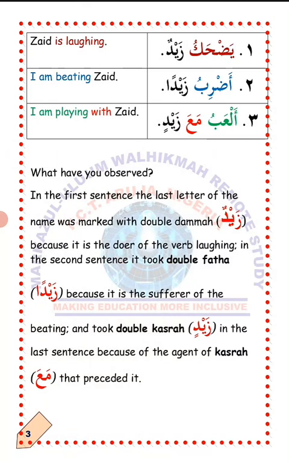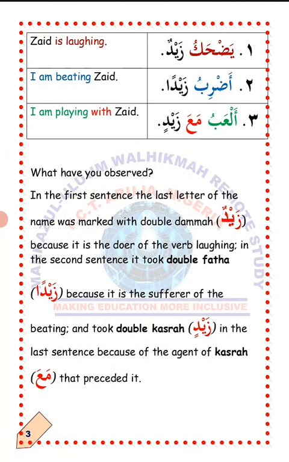Number one, yadhaku Zaidun. Zaid is laughing. Who is laughing? Zaid. So Zaid is the doer of the action of laughing. Number two, adribu Zaidan. I am beating Zaid. Who is beating? I am the one. Whom am I beating? Zaid. So I am the doer of the action of beating, and Zaid is the sufferer. Zaid is the one receiving the beating from me.